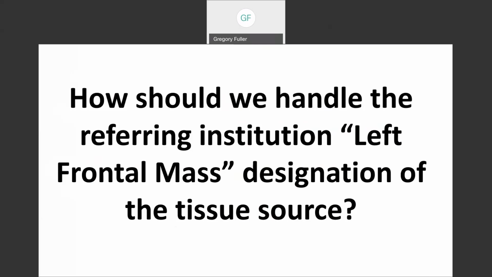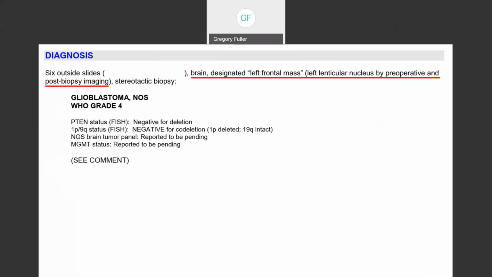This is how I handled it. Now, this is not a one-off phenomenon, a hapax legomenon. No, it's not a hapax. This happens a lot. Here's how I handled it. Six outside slides. Brain designated, quote, left frontal mass, end quote, parenthesis, left lenticular nucleus by preoperative and post-biopsy imaging, stereotactic biopsy, and there's the diagnosis. That way, everything is there. You can still acknowledge what it was called, but you put the truth. You put the truth in your report.